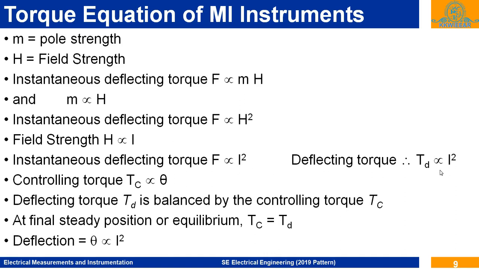F is replaced by Td, so Td is proportional to I square, and the controlling torque is proportional to theta, the angular displacement of the moving system or the pointer. The deflecting torque is balanced by the controlling torque at the equilibrium or steady state condition. Tc is equal to Td, so theta is proportional to I square. So there is a linear relation.